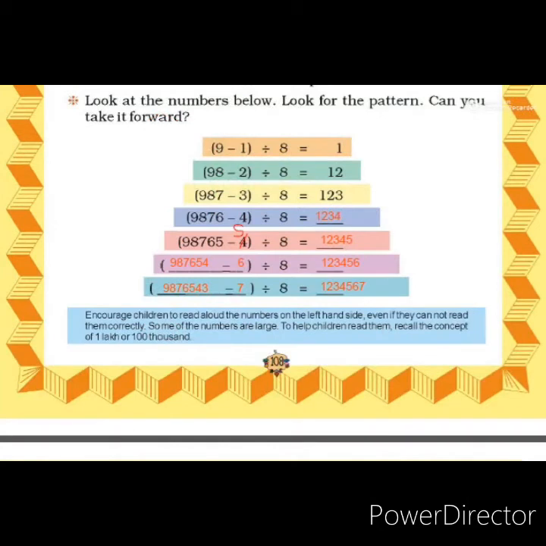The next topic on this page is: look at the numbers below, look for the pattern, can you take it forward? Here they have given a pattern of numbers, and are asking us if we can take it forward. Now let's see. First, the first number given is in the first row. 9 minus 1 divided by 8 equals 1. That means 9 minus 1 is 8, and 8 divided by 8 equals 1.